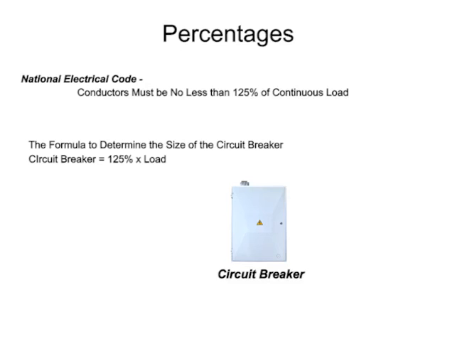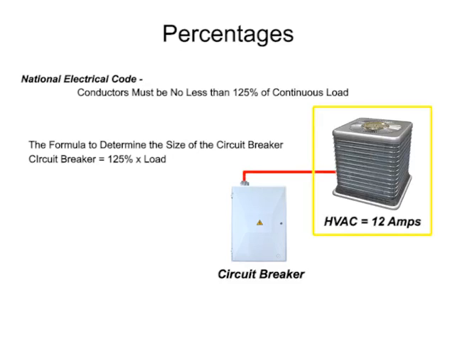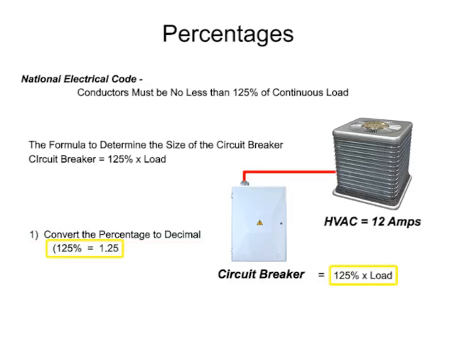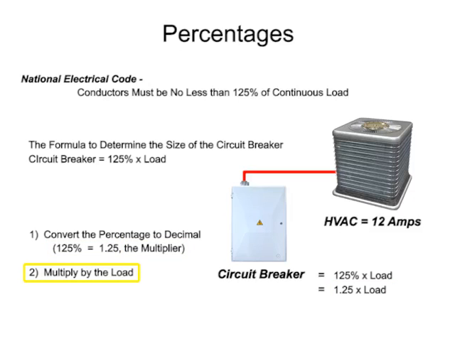Take, for example, a standard air conditioner drawing 12 amps. To determine the minimum required circuit breaker size, first convert the percentage to a decimal. In this case, 125% becomes 1.25. This new number is called the multiplier. Next, multiply by the electrical load. In this case, it's 12 amps.